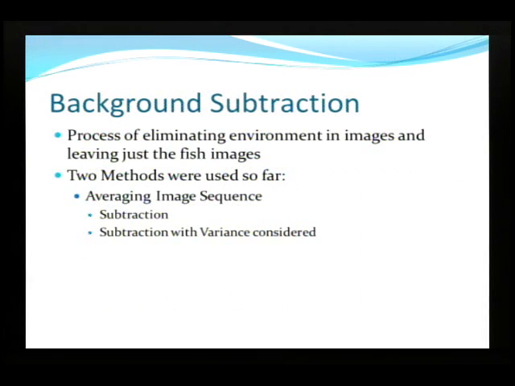So far for background subtraction, we use two different methods of doing it. Well, we used one way of obtaining the background, which is averaging a sequence of pictures together. And then one method we used for subtracting it was just subtracting the background from one image. And then another method we used to subtract the background was subtracting an image from the background, but including the variance in that to try and get a better quality image.